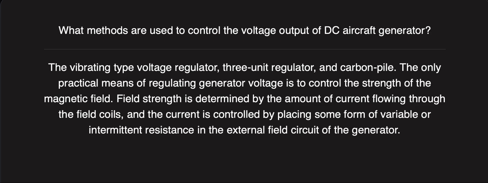The only practical means of regulating generator voltage is to control the strength of the magnetic field. Field strength is determined by the amount of current flowing through the field coils, and the current is controlled by placing some form of variable or intermittent resistance in the external field circuit of the generator.